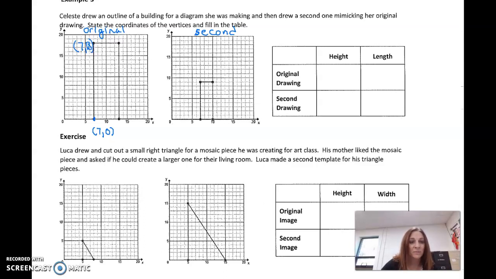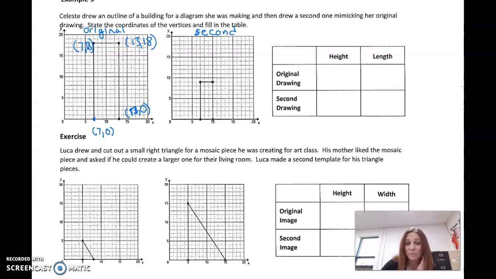This one over here, actually we'll come back down here. This point right here, notice we're going over to 10 to the right, 11, 12, 13. But we haven't gone up or down at all. So that's 0. And then we're at 13 and we're going up to 18 again.